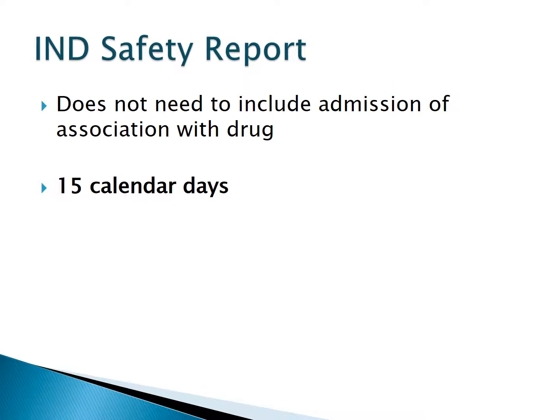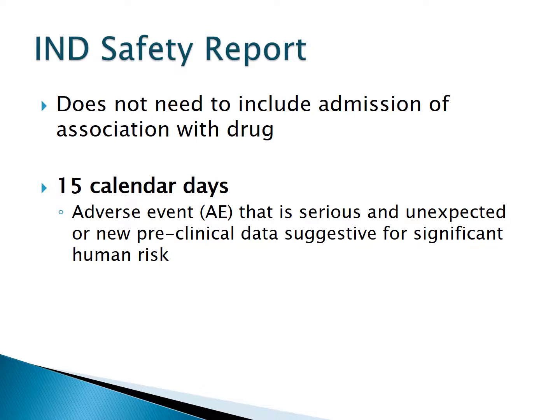So there are 2 adverse event reporting guidelines here, and the first one is 15 calendar days, not 15 business days, and that's important to note because those weekend and holidays will count against you. Adverse event that is serious and unexpected, and we'll talk about this later in the semester. That gets to be you, or any new preclinical data, which is the sponsor. But the adverse event that comes from a participant that is serious and unexpected has to be reported in 15 calendar days.